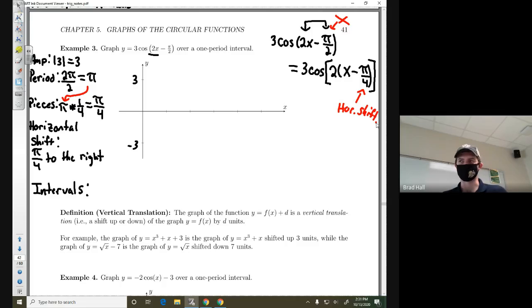Dennis, what's the first interval value we start off with? Is it pi over 4? It is pi over 4. Jeopardy now. What is pi over 4? Question form. What is pi over 4? This is a trick question.